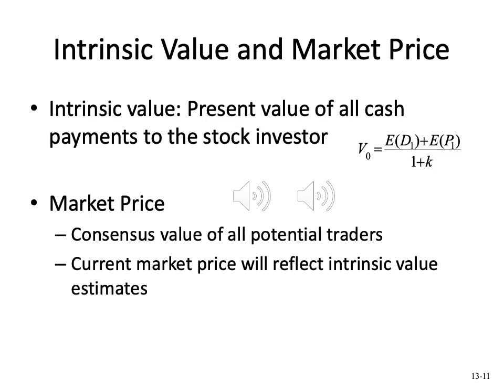So basically, the market price is the consensus of all the potential traders, but each potential trader has their own intrinsic value of the stock. The market price is like an average or consensus of all the potential traders. The current price, of course, reflects the intrinsic value estimates, but sometimes it will be different from the intrinsic value.